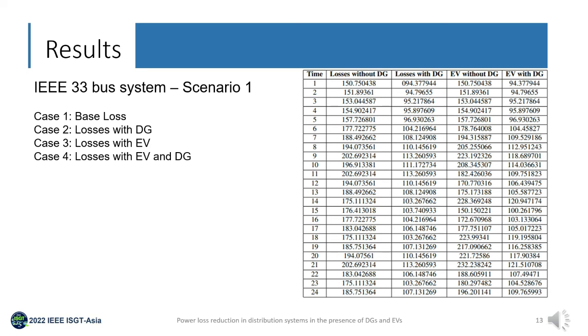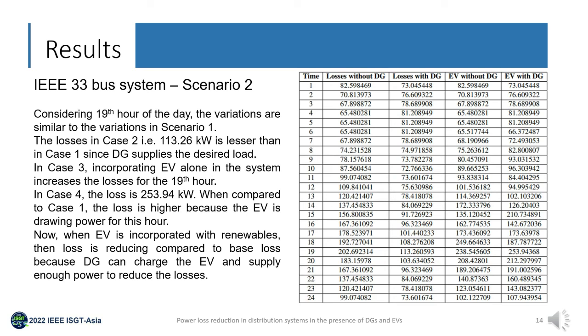The second case is losses with DG. The third case is losses with EV and without DG. The fourth case is losses with both EV and DG. We have recorded the values and formed the table. The slide shows the tabulation for IEEE 33 bus system scenario 2.